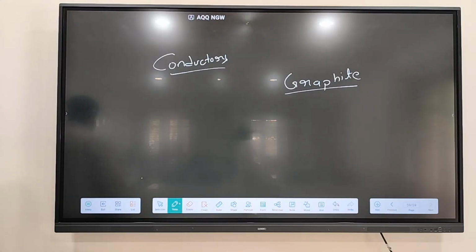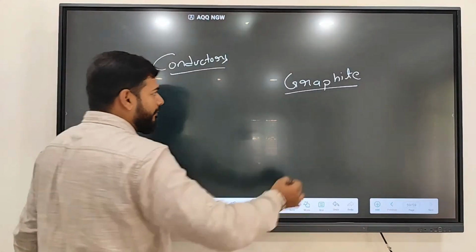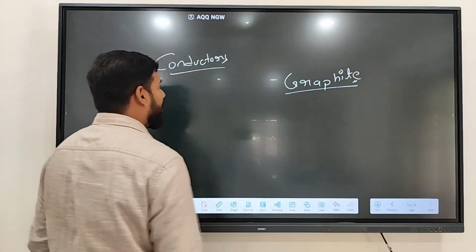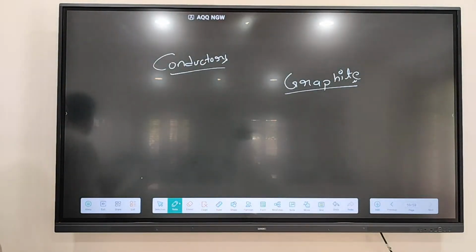Graphite is a good conductor of electricity. If you sharpen both the ends, keep it inside the electrical socket, switch on the light and touch, what will happen? Shock. Good conductor of electricity. Graphite has free electrons to carry charge.